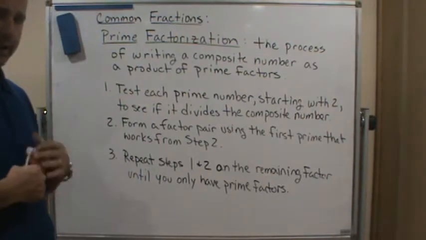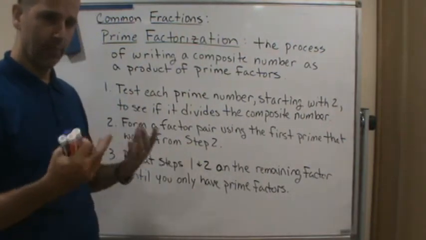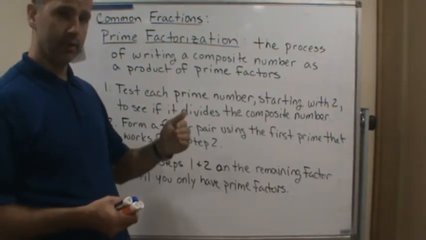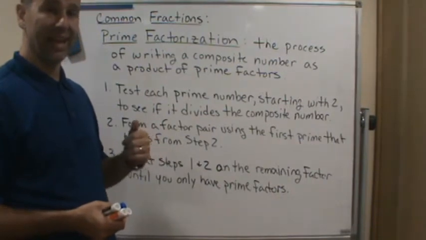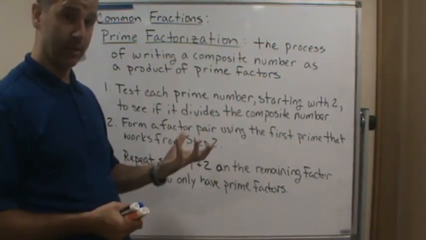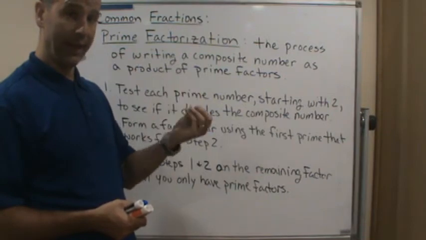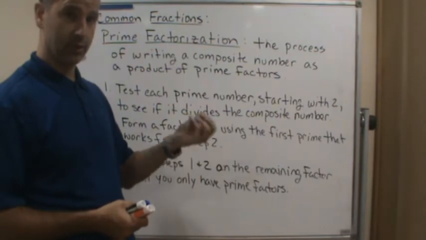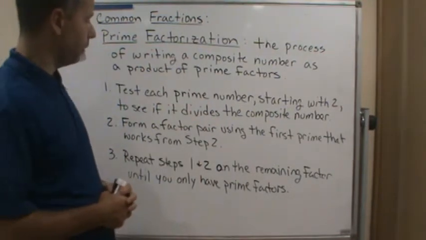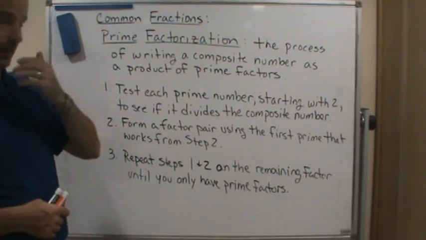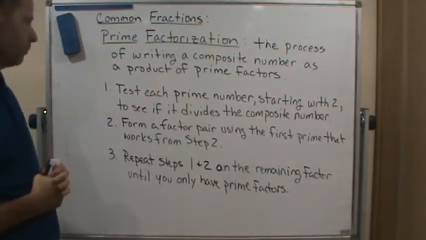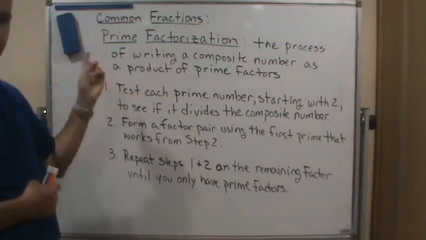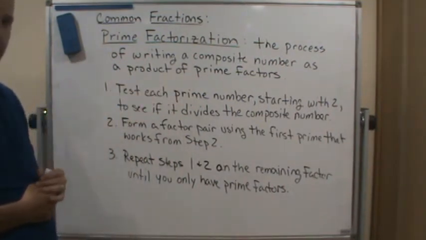Okay, so you can write a composite number many different ways, and we want to start writing them as a product of prime factors. Why? Because every composite number can only be written one way using prime factors. So there's a unique prime factorization for every single number. So that's why we're going to study this. And there's other things you can do with this as well that you're going to see. But that's the process. Prime factorization is the process of writing composite numbers as a product of prime numbers, or prime factors.